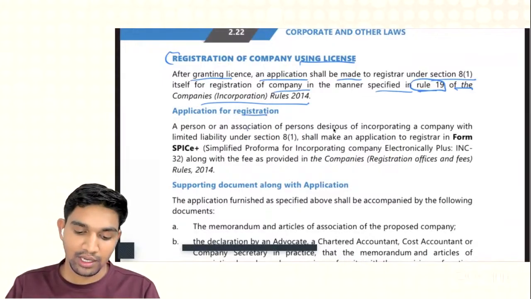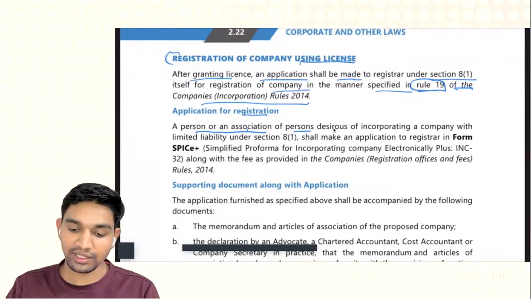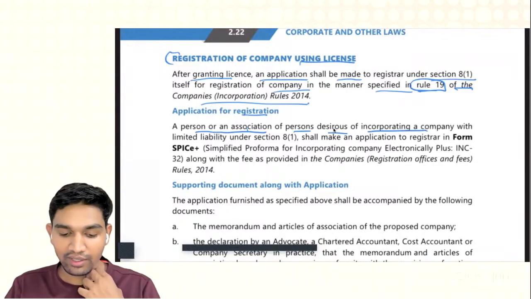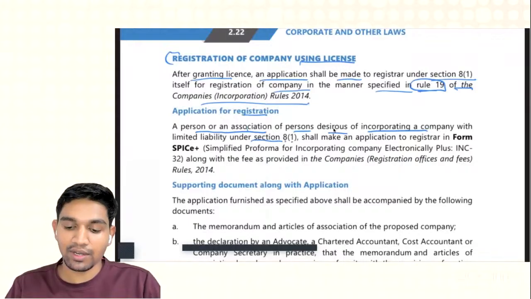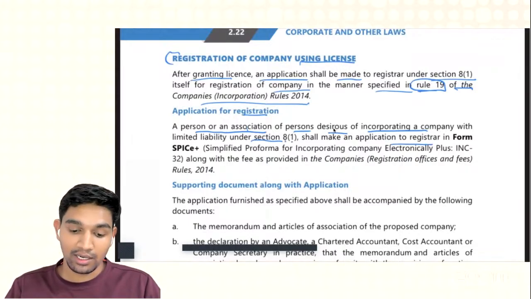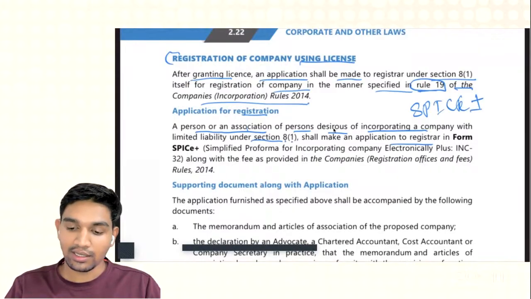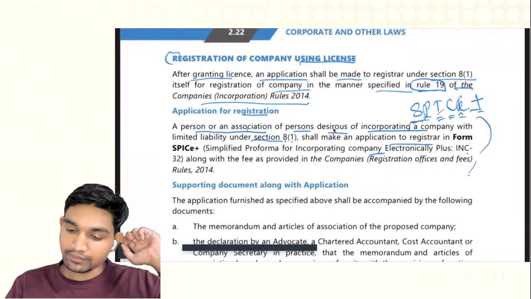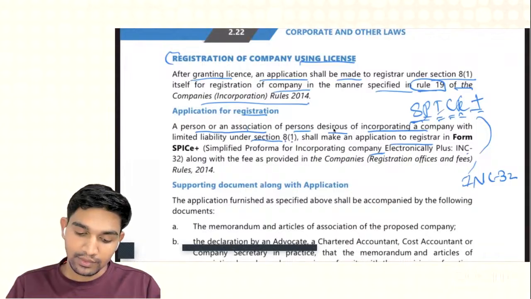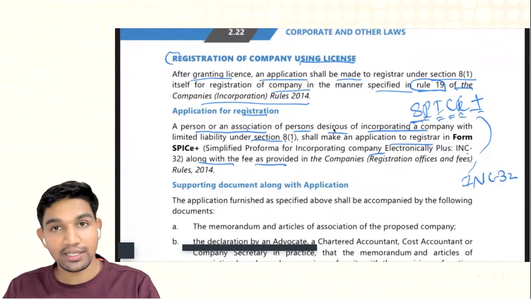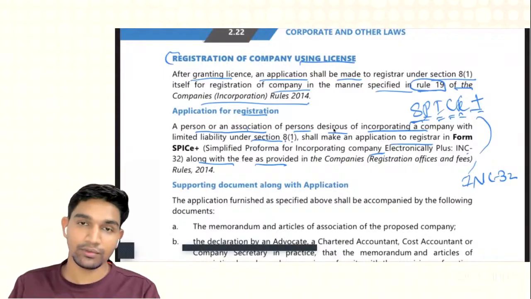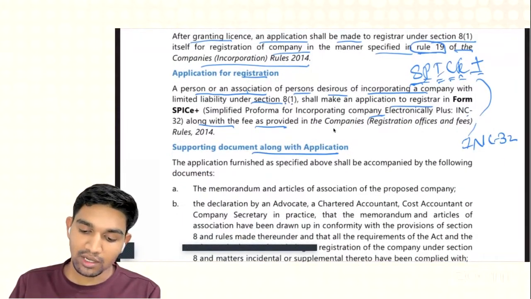Application for registration. A person or association of persons desirous of incorporating a company with limited liability under Section 8, subsection 1 shall make an application to register in Form SPICE Plus, which we have already learned. That's Simplified Proforma for Incorporating Company Electronically Plus, INC 32, along with the fees as provided in the Companies (Registration Offices and Fees) Rules 2014.